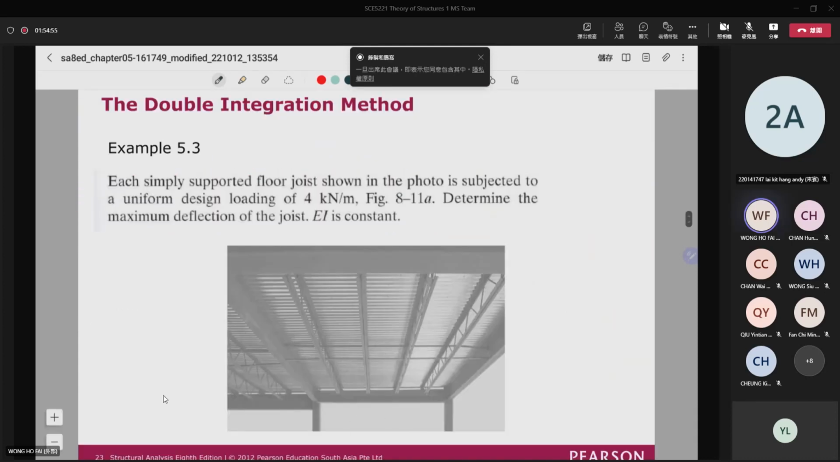So here, I will use an example to illustrate how to use double integration to find both the slope and the deflection of the structure. Here, each simply supported floor joist shown in the photo is subjected to a uniform design load of 4 kN per meter. Determine the maximum deflection of the joist.